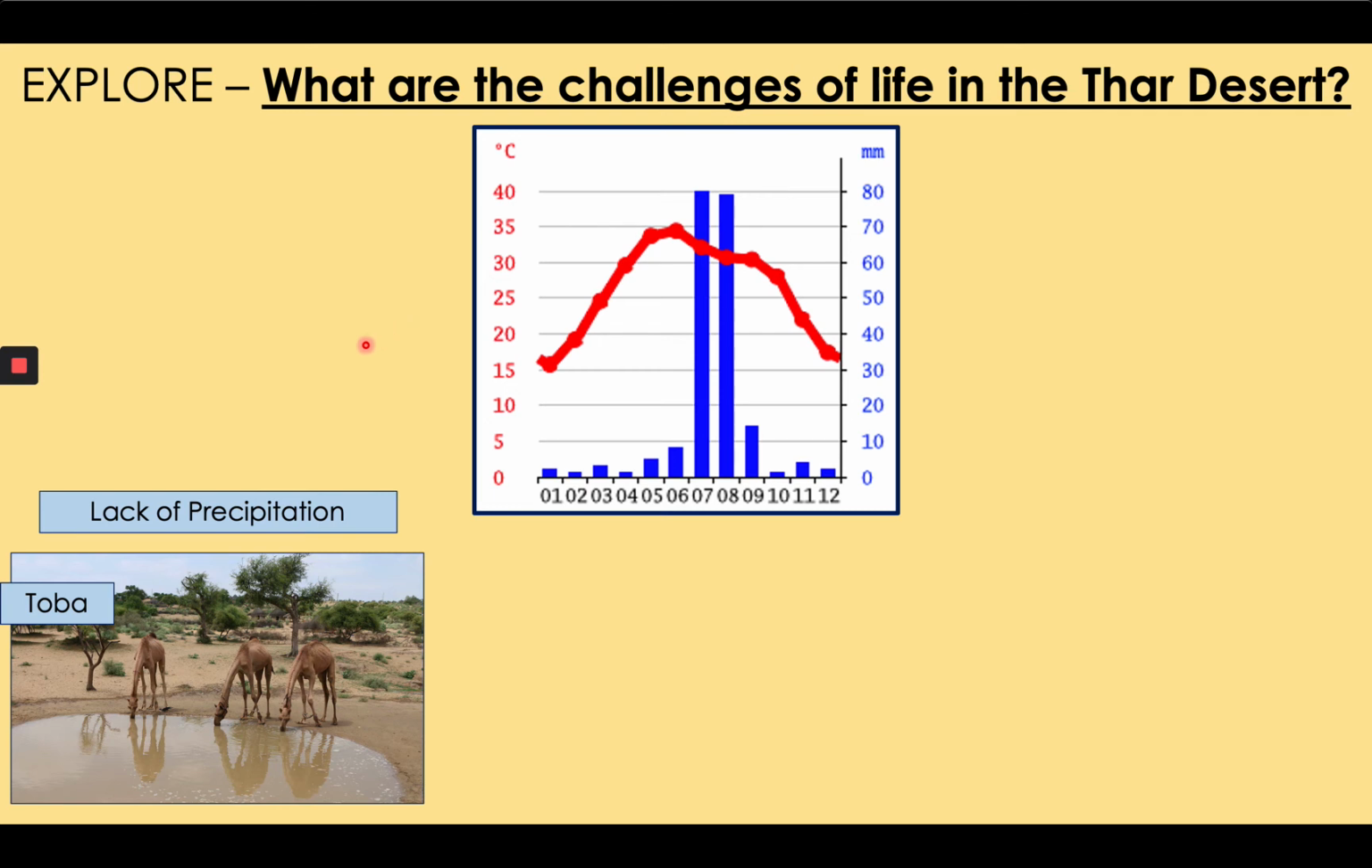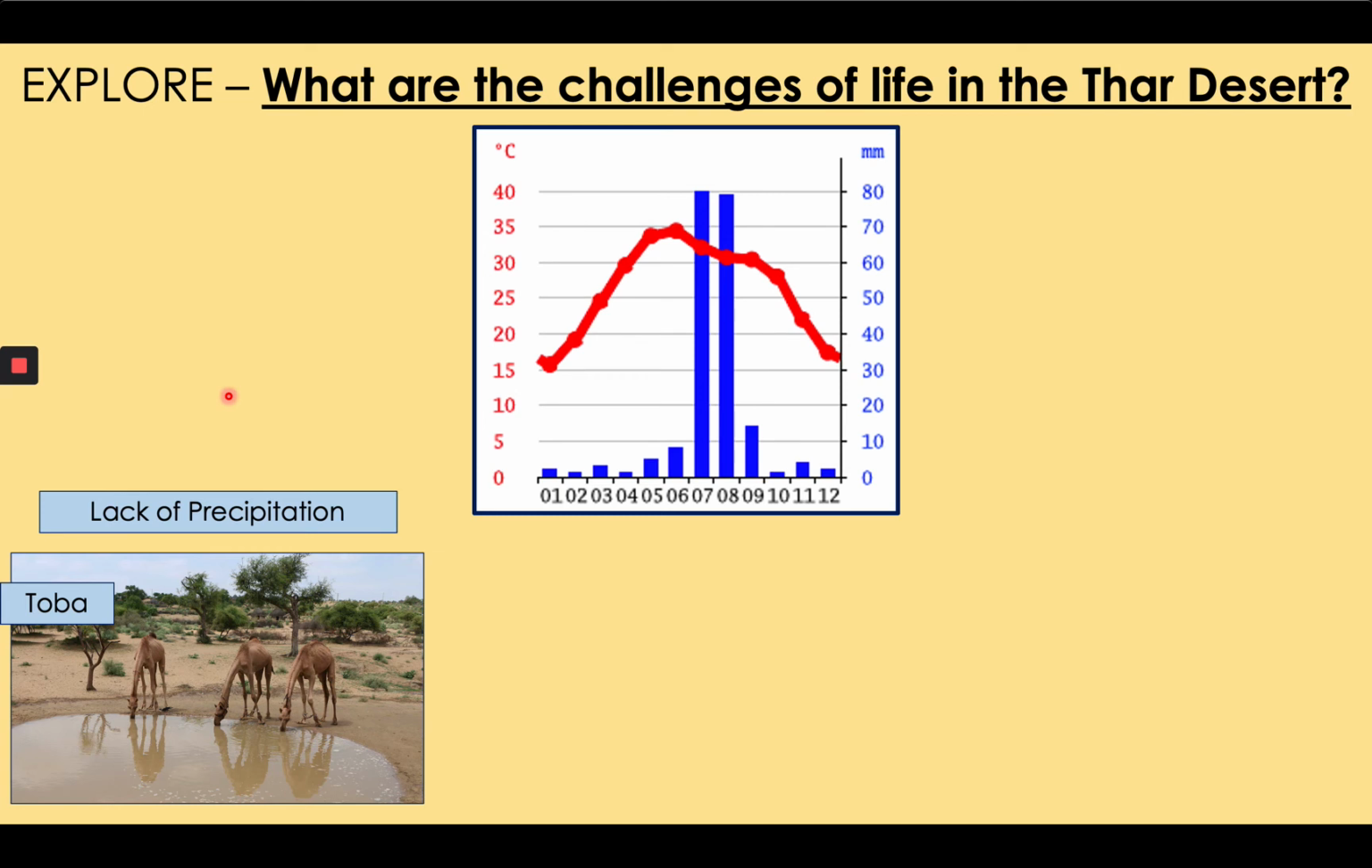However, these tobas are ephemeral. Ephemeral means they're not there all the time. It's spelt E-P-H-E-M-E-R-A-L. They are ephemeral water supplies. They only last during the rainy season, July and August.